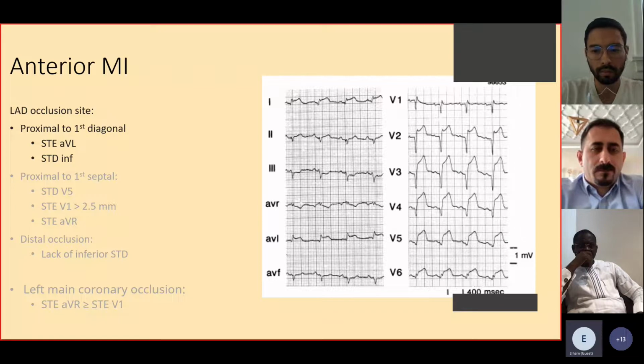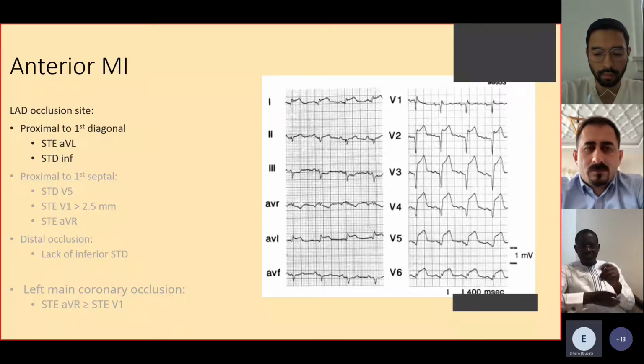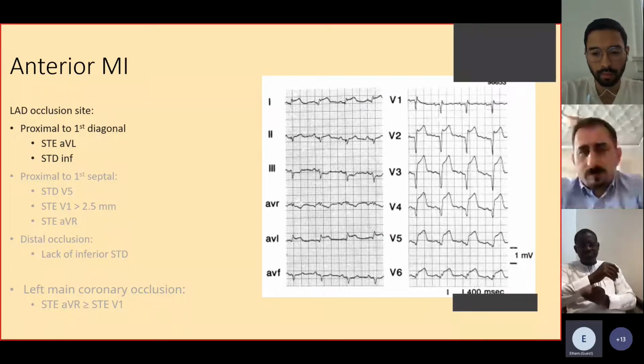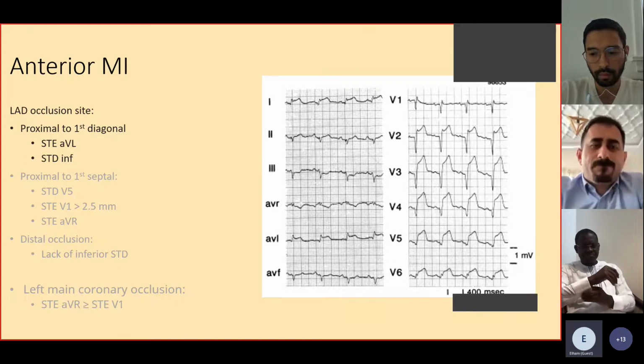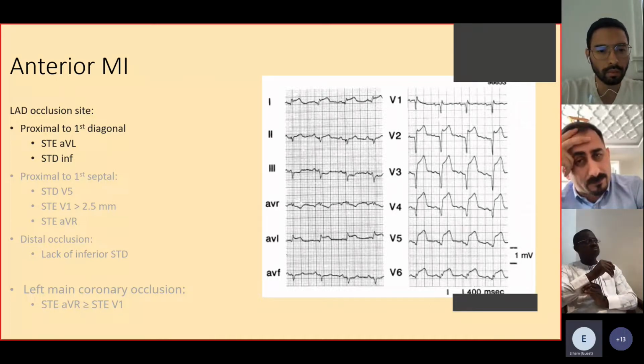What it means is that the diagonal branch mainly supplies the lateral wall of the left ventricle, and the septal branches mainly supply the interventricular septum. So if our occlusion is before the first diagonal, the main diagonal branch, we will see ST elevation in the lateral leads.